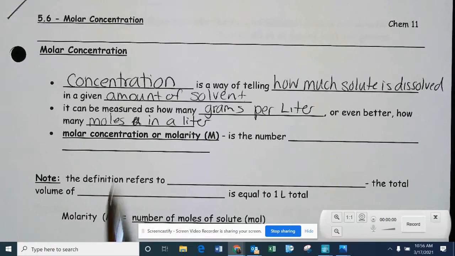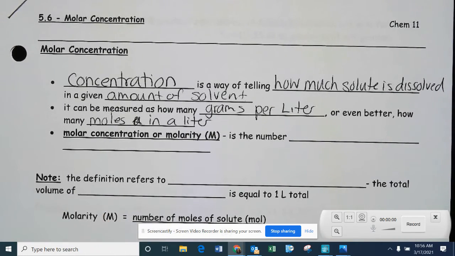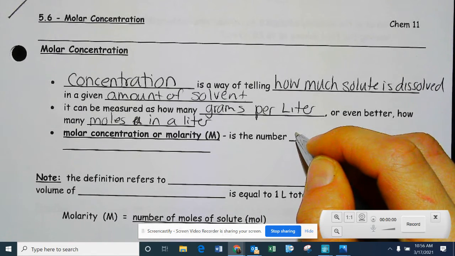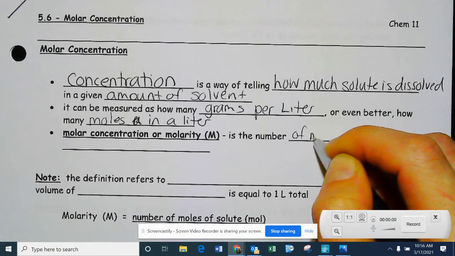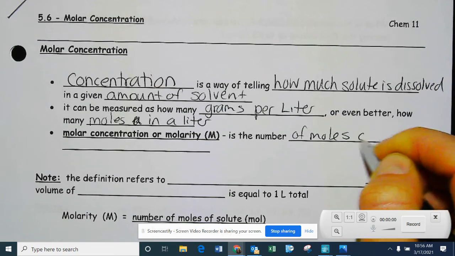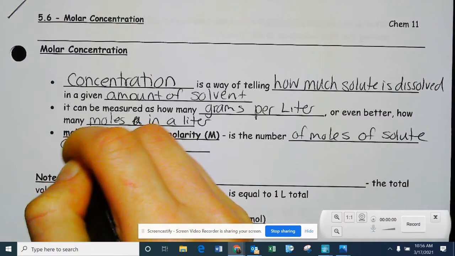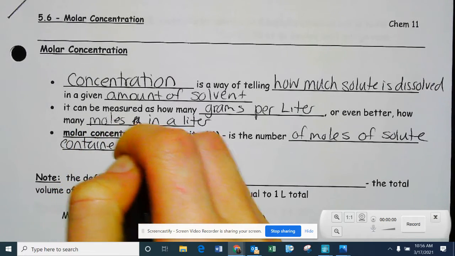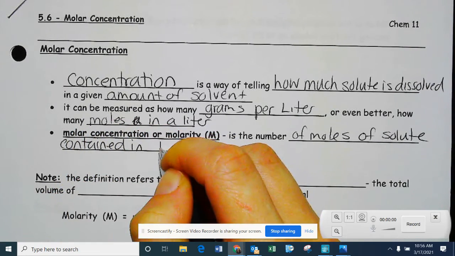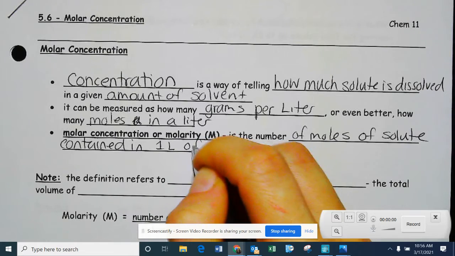What we call that, so the moles in a liter, is molar concentration or molarity. So this is the number of moles of solute contained per every 1 liter of solution.